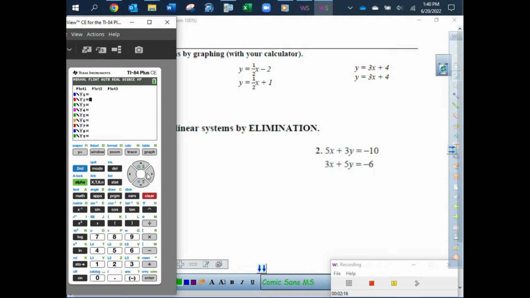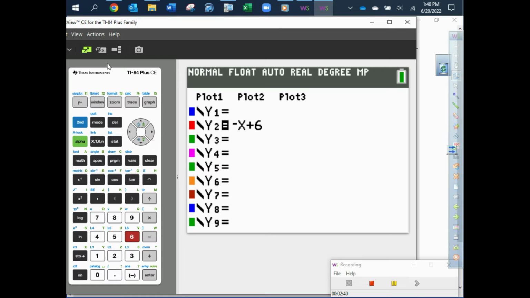Now I'm going to clear all this stuff out. To type this in, I like to put all my fractions in parentheses whenever using a graphing calculator. So I'm going to do my 1/2 in parentheses, then x minus 2. And then I have 1/2 x plus 1. And if I graph those, I'm going to hit zoom 6 again to go back to the old standard window. Look at that.